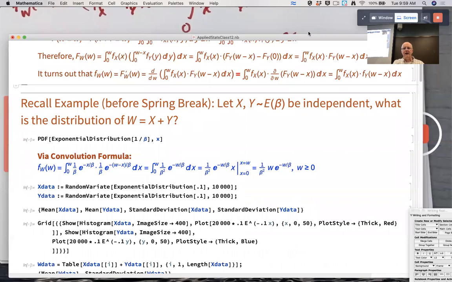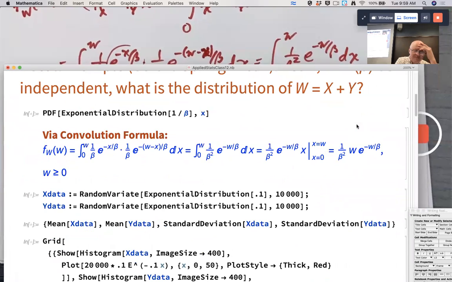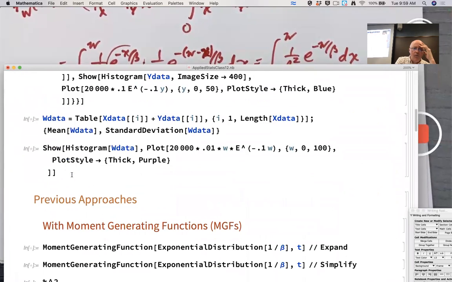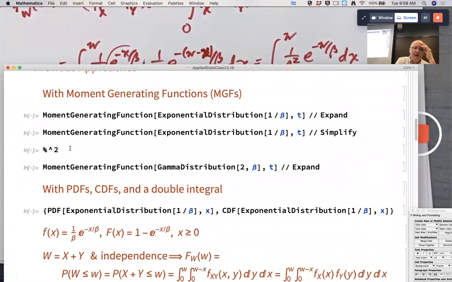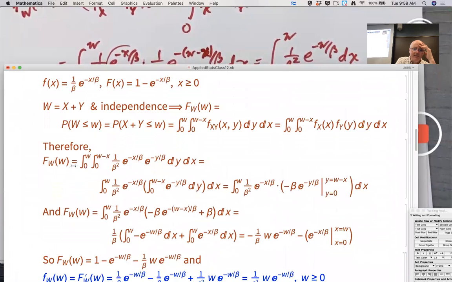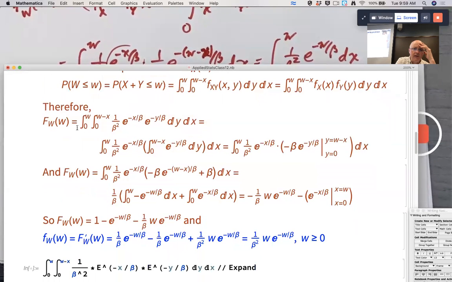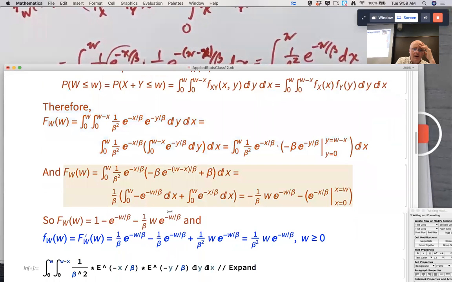So here I've got a number of things in this notebook. And again, I'll share this notebook. Somebody could remind me to share the notebook because I often forget. So here's the derivation I just did with the convolution formula. With moment generating functions, the computational details in Mathematica are here. I'm not going to enter this code. Here was the double integral method. This is what we did before spring break. Did that double integral, got this for the CDF. Then we differentiated to find the PDF. Got the same answer.